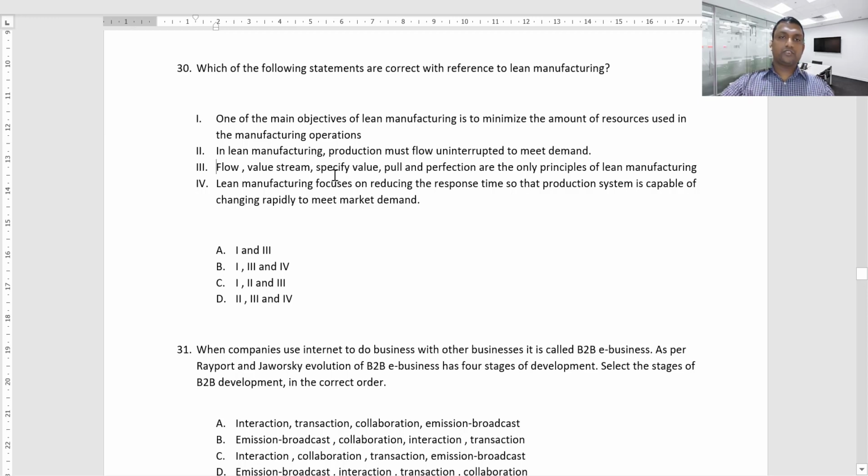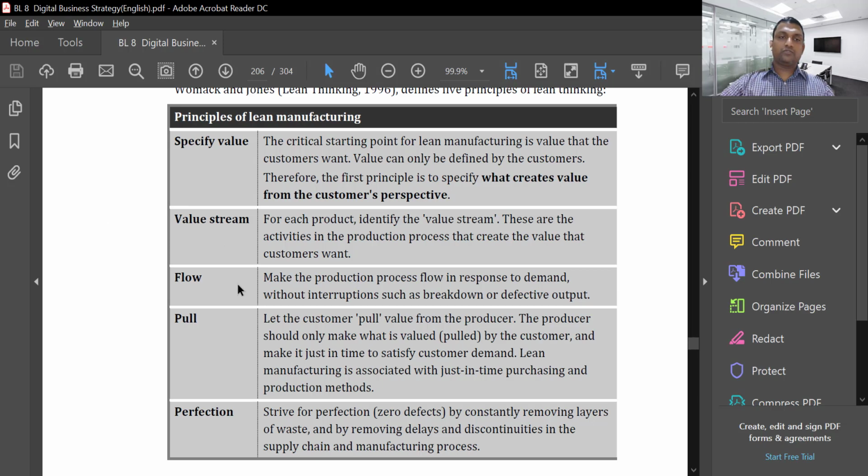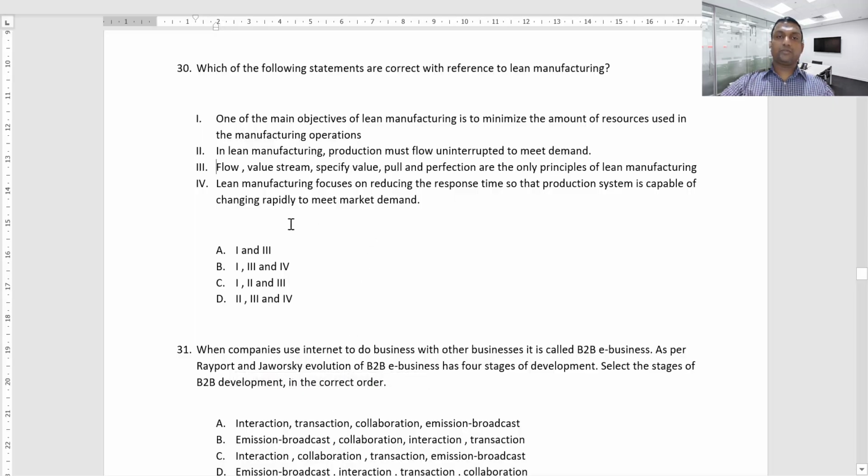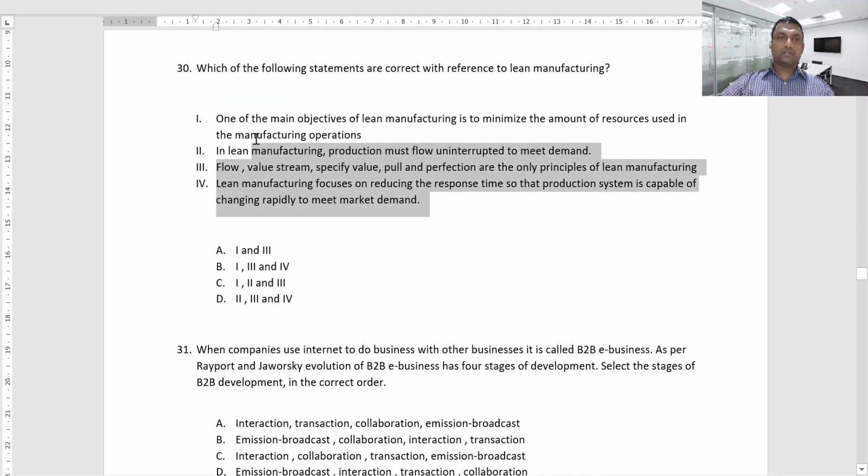Thirdly, specify value, value stream, flow, pull and perfection are the only principles of lean manufacturing. So this table, we just had a look at it. These five principles are the only principles in lean manufacturing. That is also correct. Fourth one, lean manufacturing focuses on reducing the response time so that the production system is capable of changing rapidly to market demand. So that also we discussed here. So all these statements are correct according to what we can see in the book.